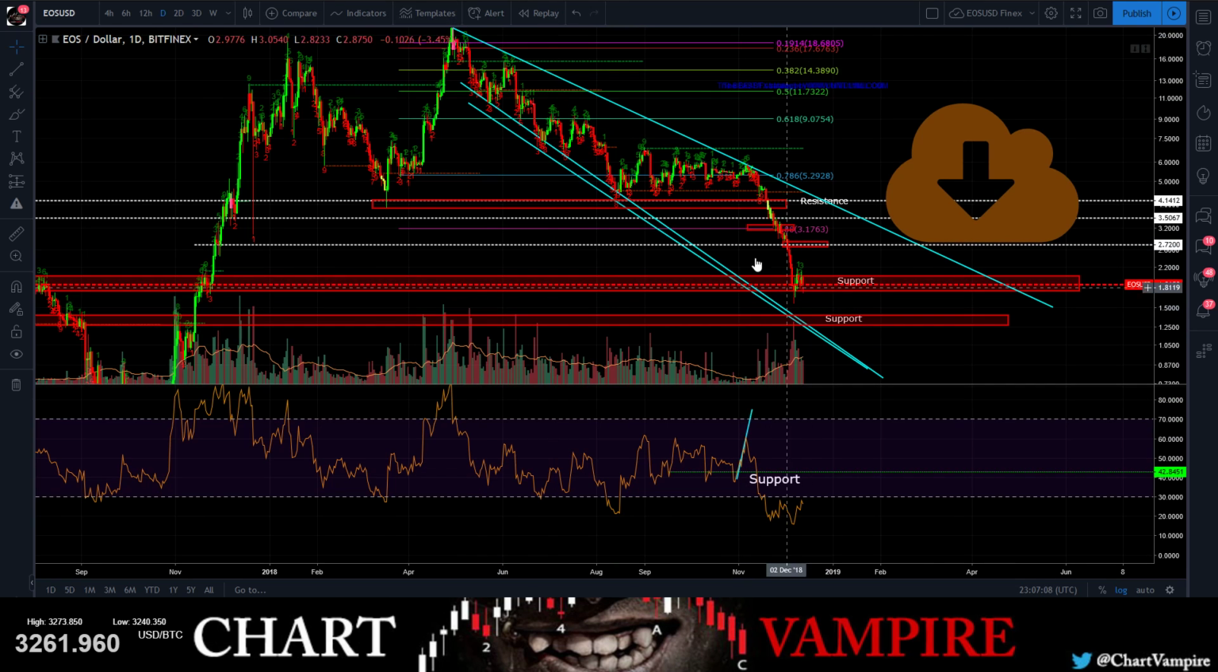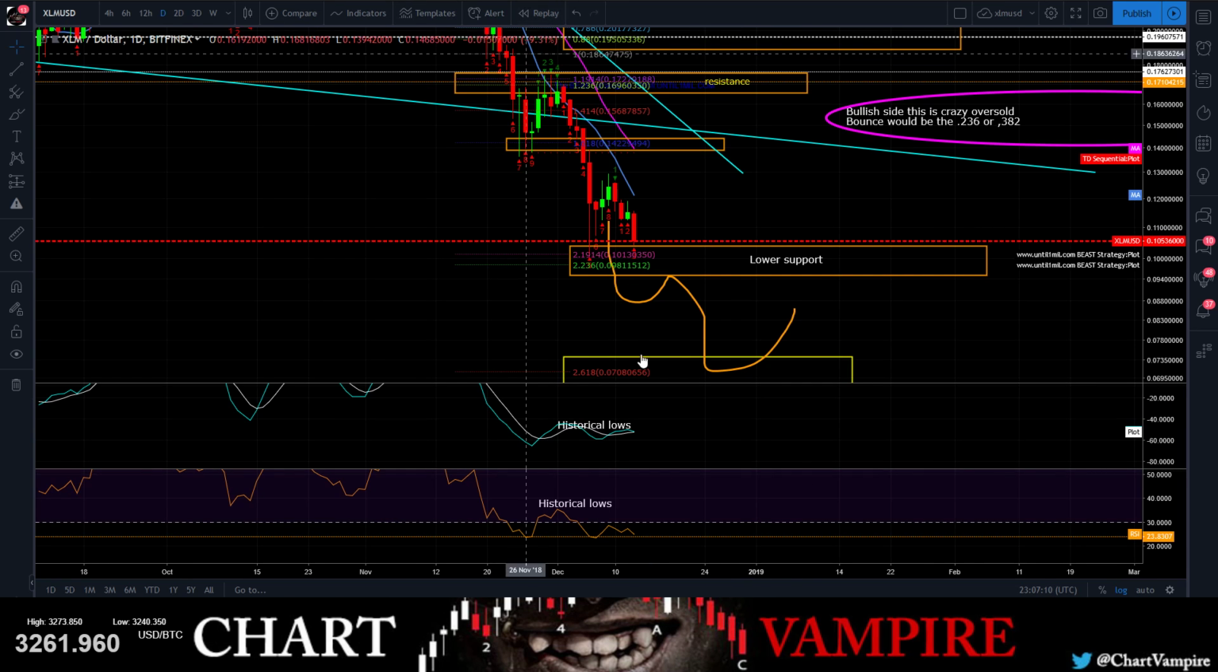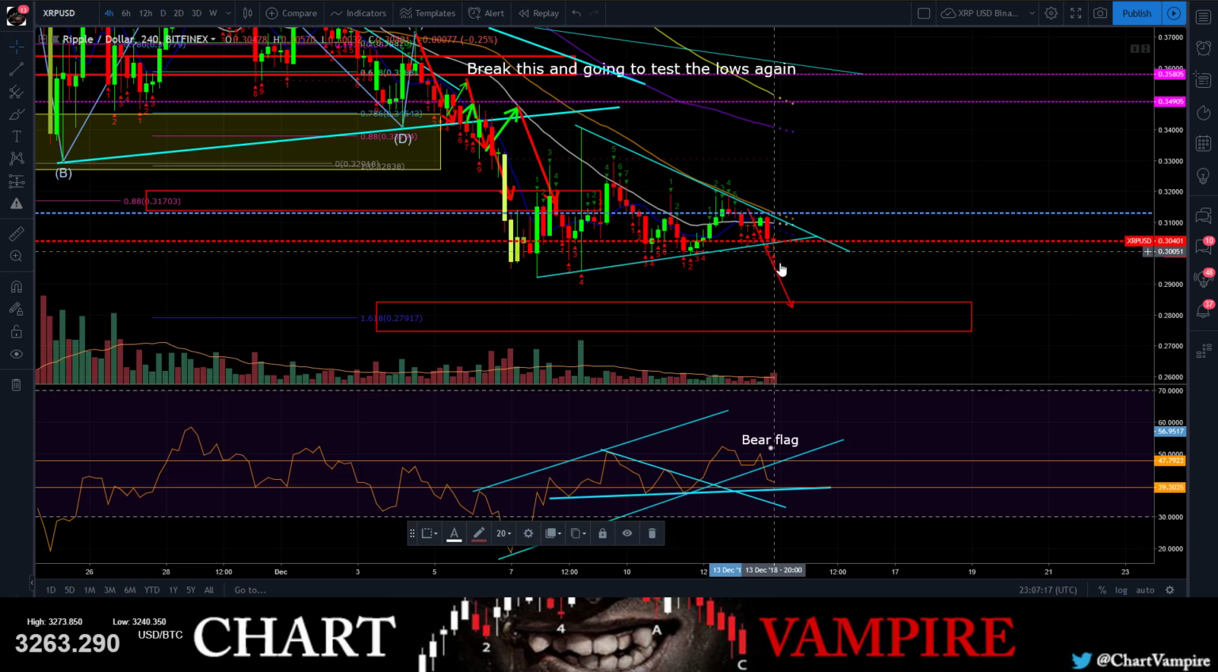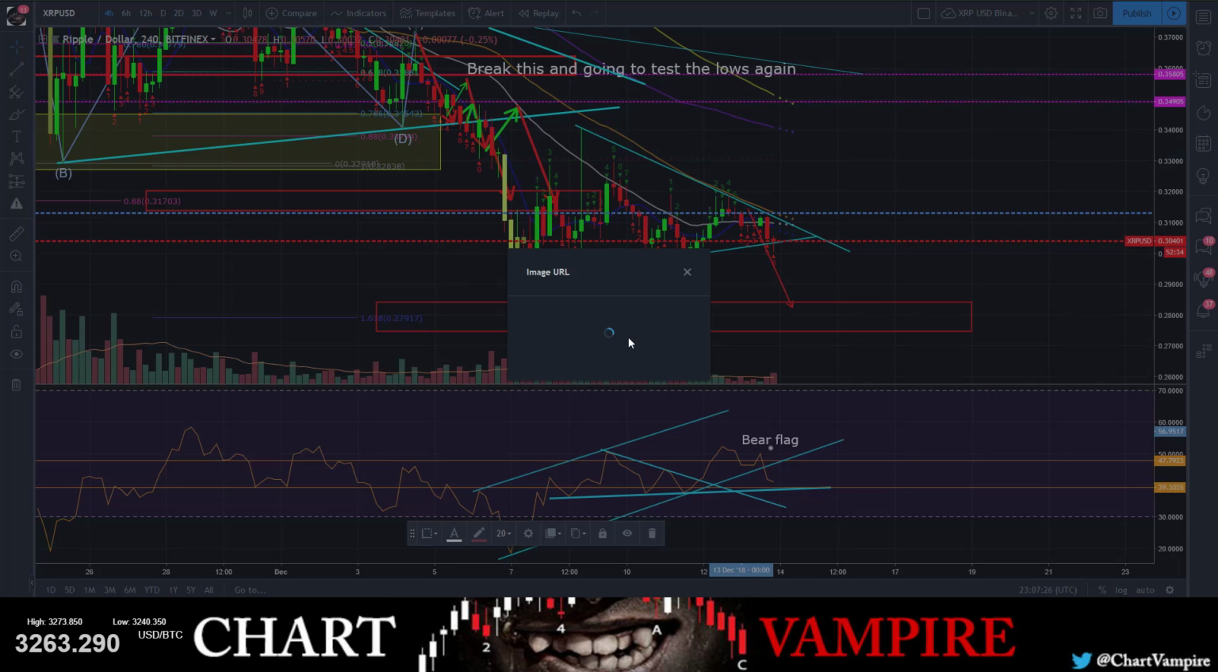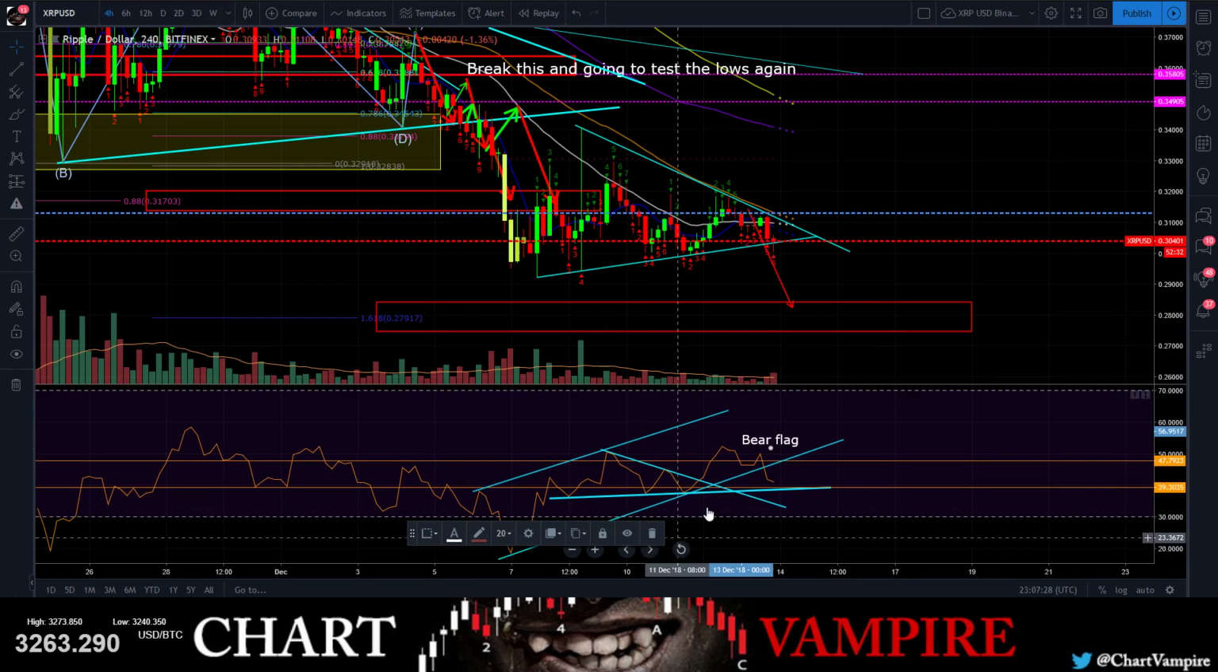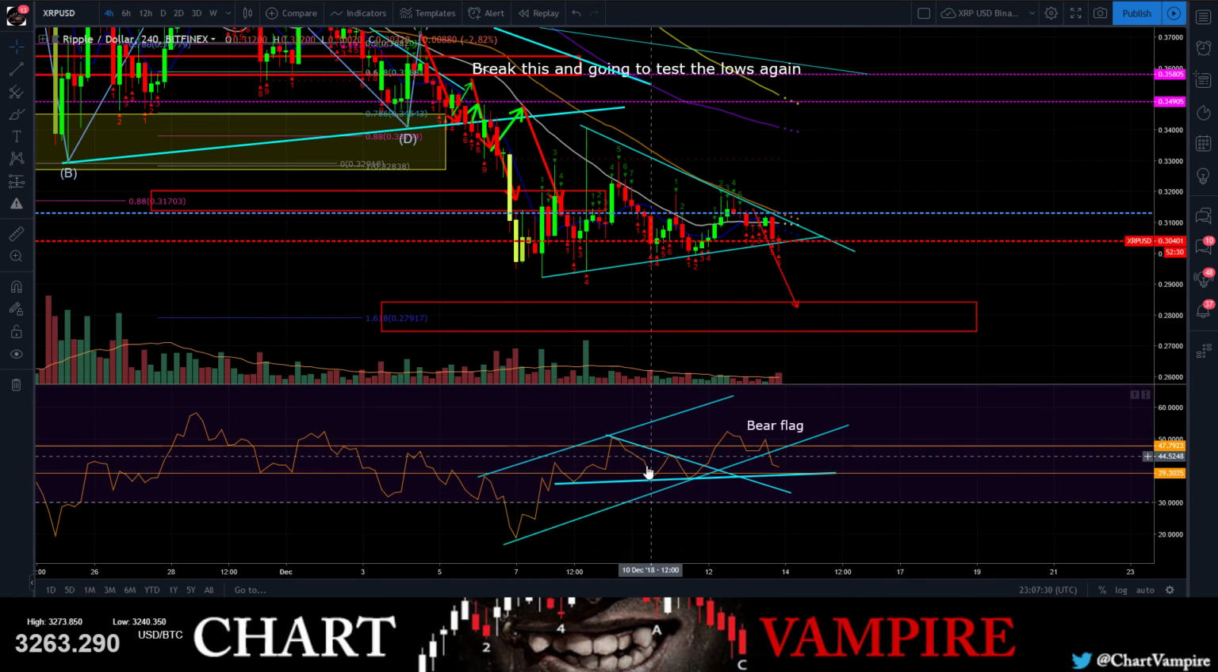EOS, just hanging on support right there. XLM, not looking good. Coming back down, creating a new lower low for the year. XRP broke out, retesting back into the triangle though. Look at that, retesting back into the triangle. XRP is holding out very well. This is doing a good job trying to hold that up. I said this is a bear flag right here. It is breaking out of that bear flag right there.